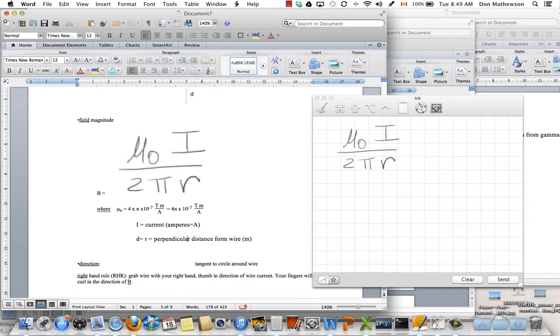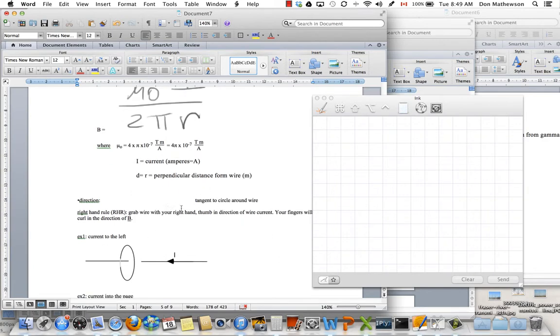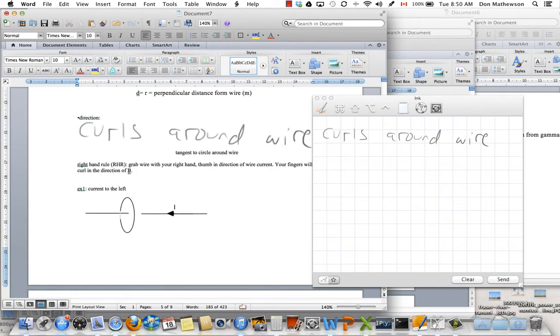Okay, now, the direction requires a bit of our attention because the direction is going to be tangent to a circle around the wire. We say the magnetic field curls around the wire. And this is the first of the famous right-hand rules in physics. What's the right-hand rule say? It says grab the wire with your right hand, thumb lined up with the wire, current direction, your fingers show you the curl.